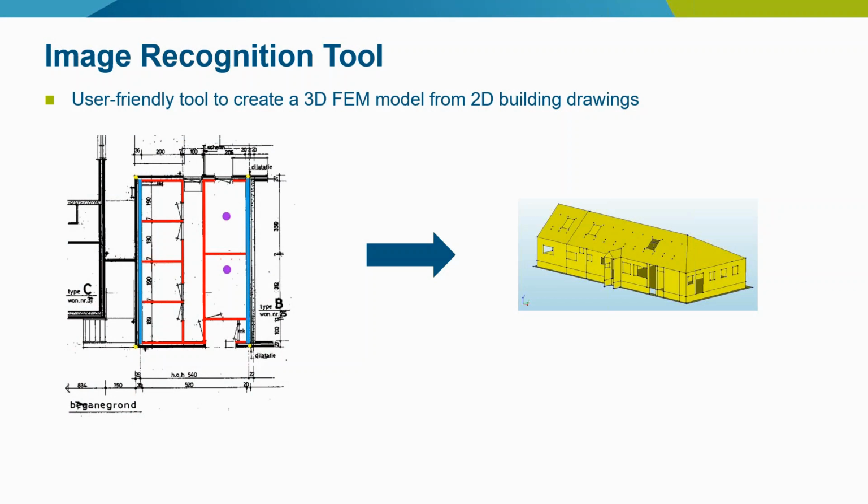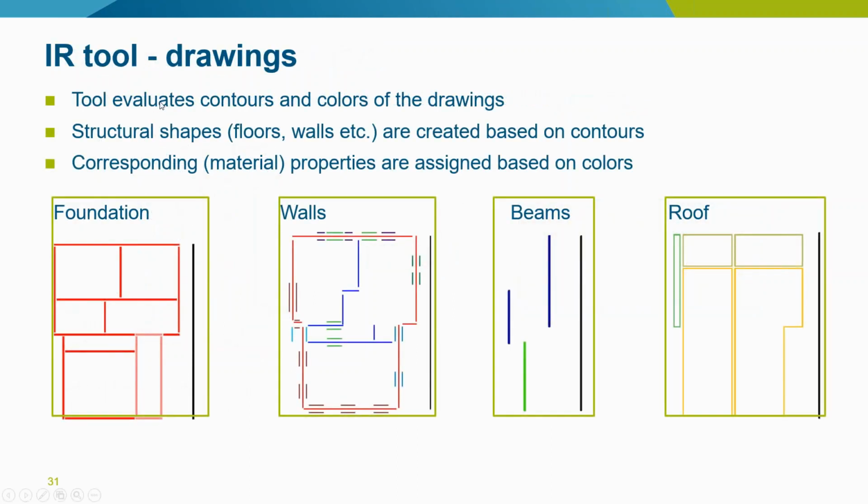And what we do is that we draw lines on plan views, and based on these lines we can generate such a model. And we do this by evaluating these lines, and then structural shapes are created based on the contours, and also the color indicates which type of material it is. And we have different drawings, for example, one for foundation, one for the walls, for beams, and for roofs. And based on the colors, the right material and shape is created.